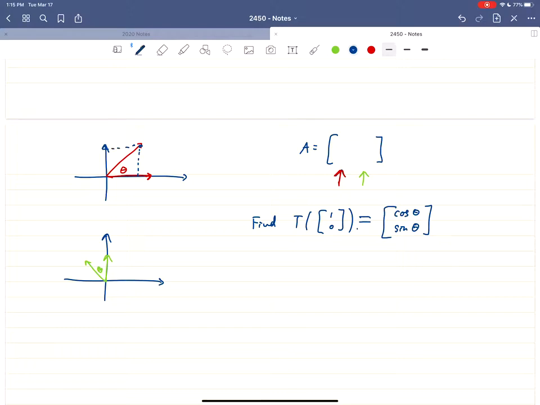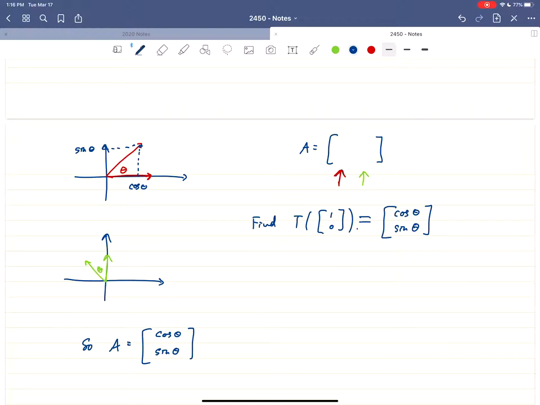When you think about the corresponding x and y values, this is cosine theta, and this is sine theta. Okay, and that's how we find the image of the vector 1, 0. So let's just record that. That's going to be the first column of our matrix. So that's cosine theta, sine theta. Cosine was our x value, sine was our y value.